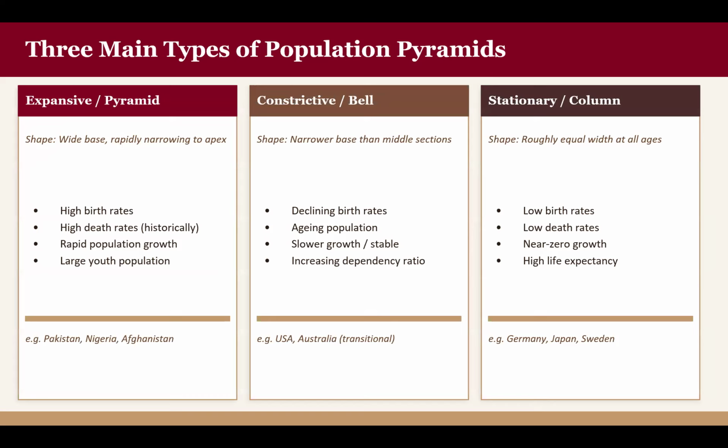Then we have the constrictive or bell-shaped pyramid, which has a narrow base and wider middle sections, showing declining birth rates, an aging population, slower or stable growth rate, and an increasing dependency ratio, as in the USA and Australia. And then we have the stationary or column pyramid, which has roughly equal width at all ages, representing low birth rates, low death rates, near zero growth, and high life expectancy, which is the case in Germany, Sweden, and Japan.